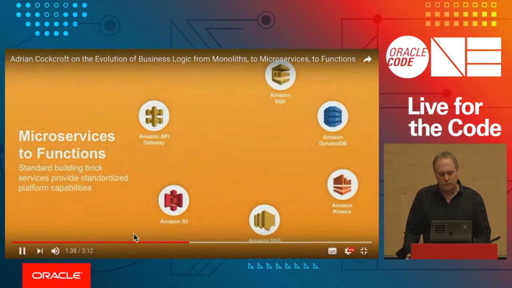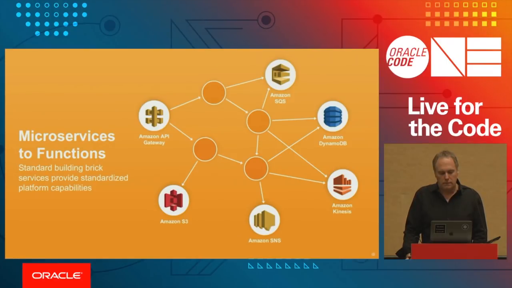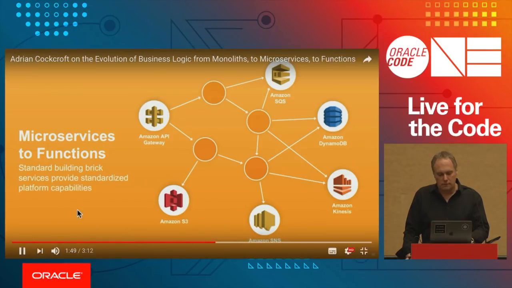Now we take that environment, we think about the way that these services are becoming more standardized. So rather than building all these services ourselves, we're starting to use off-the-shelf services that are scaled, they're highly available, and they come from AWS. So we have SQS, DynamoDB, Kinesis.